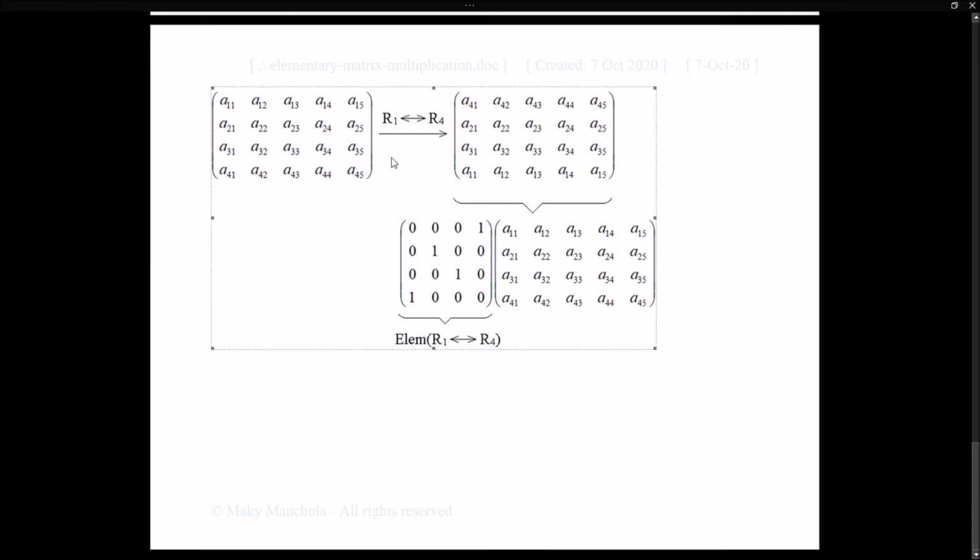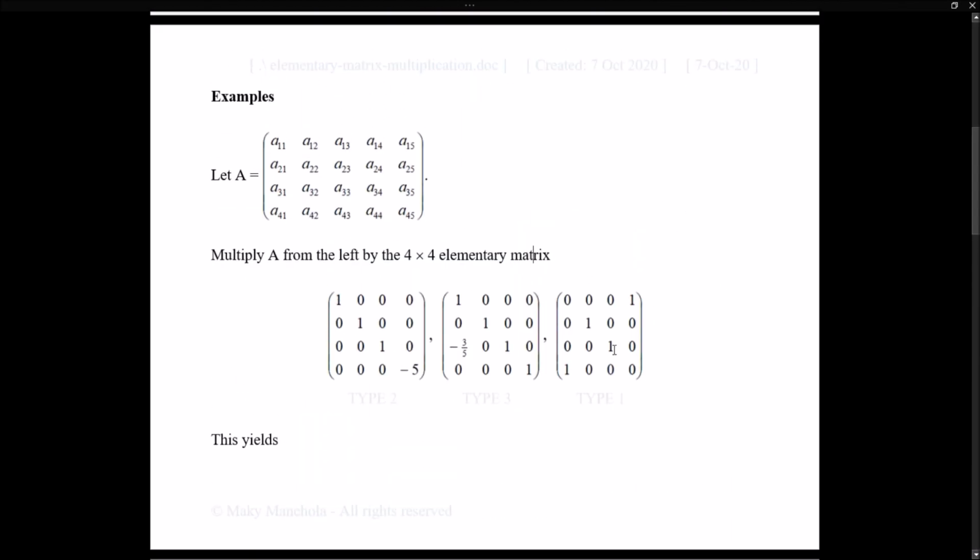Finally, applying the type 1 elementary row operation on A, where we interchange the first and fourth rows of A, the result from that is the same as the result obtained when we multiply A from the left by our third elementary matrix.